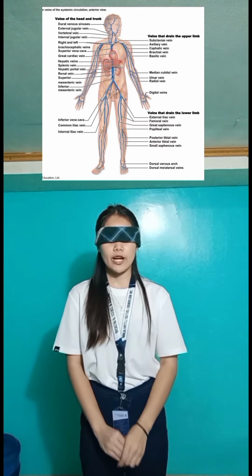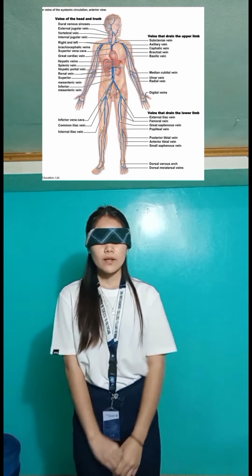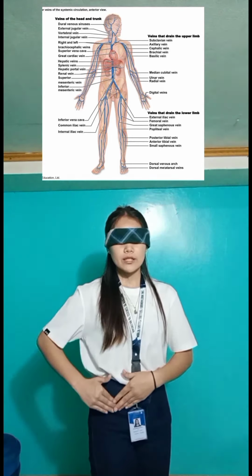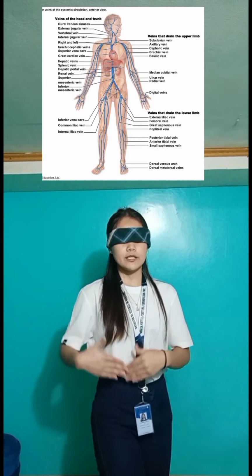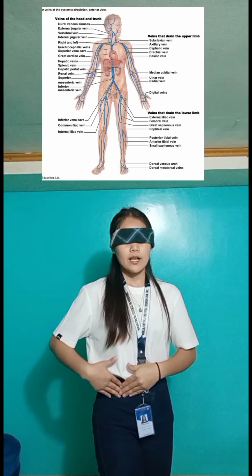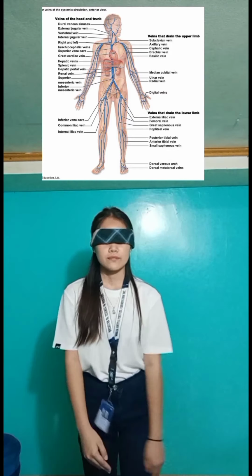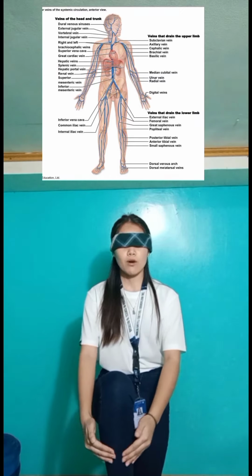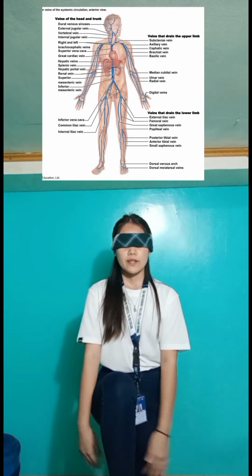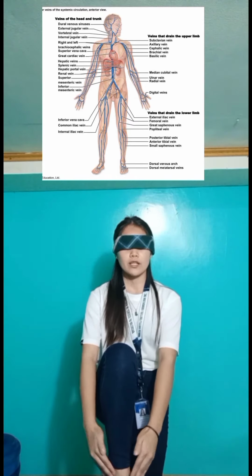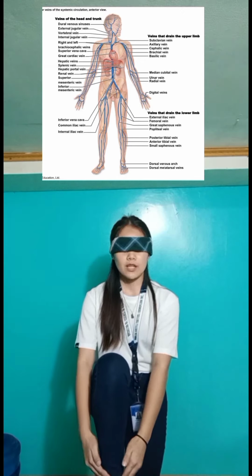Next is the veins that drain the lower limb. In this side, here up to here, are the external iliac vein, the femoral vein, the great saphenous vein, and the popliteal vein. And in this area are the posterior tibial vein, the anterior tibial veins, the small saphenous veins. And in these parts are the dorsal venous arch and the dorsal metatarsal veins.